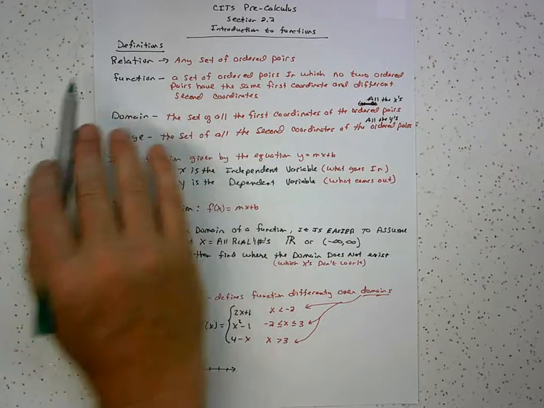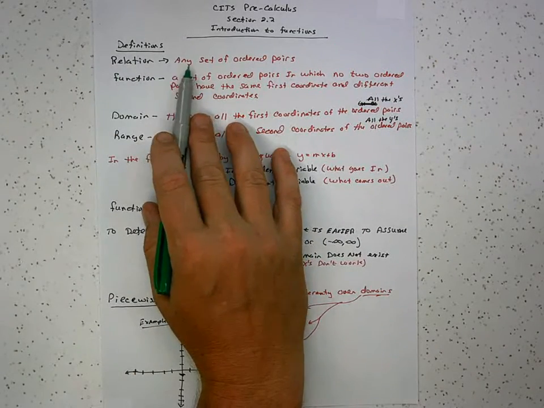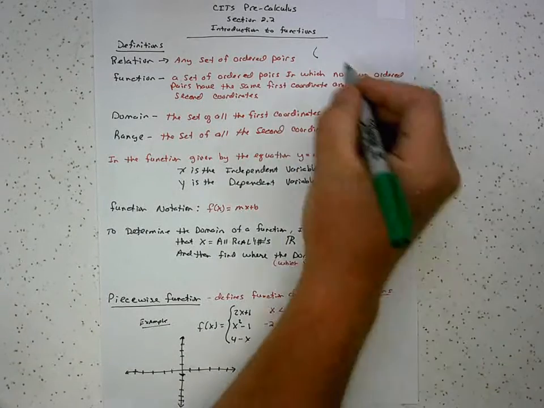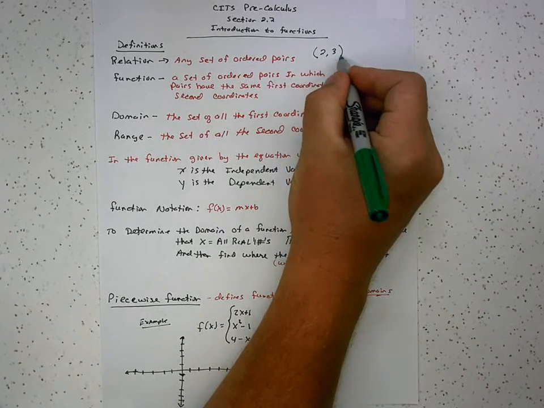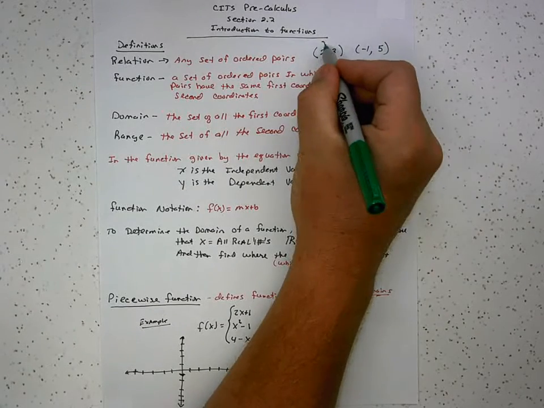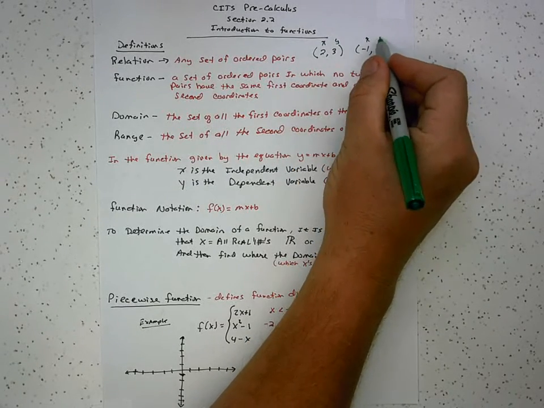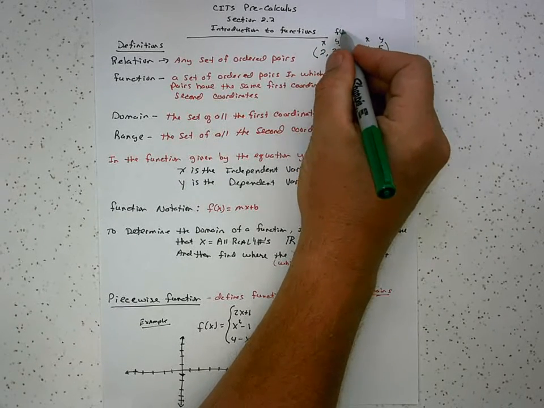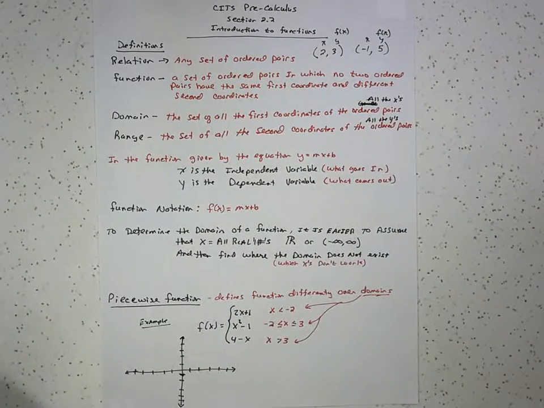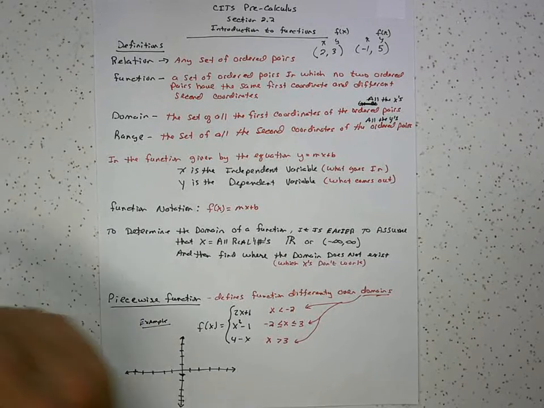Definitions. A relation we know is defined as any set of ordered pairs. It's how they're matched together. So a relation is 2 goes to 3, or -1 goes to 5. A relation goes between our x's and our y's, or in function notation, our f of x. So any set of ordered pairs is a relation. Now, a relation does not have to be a function.